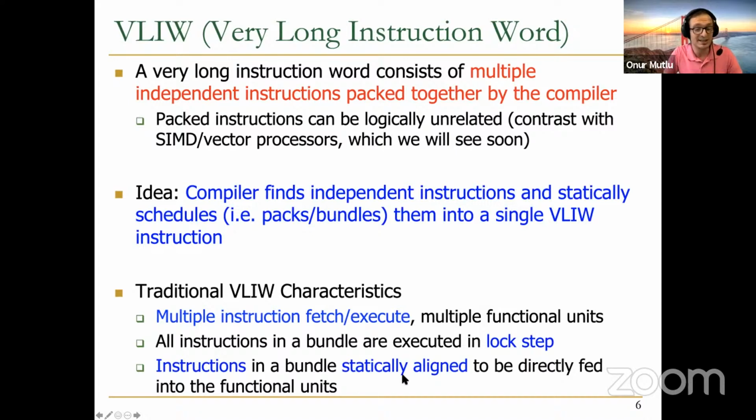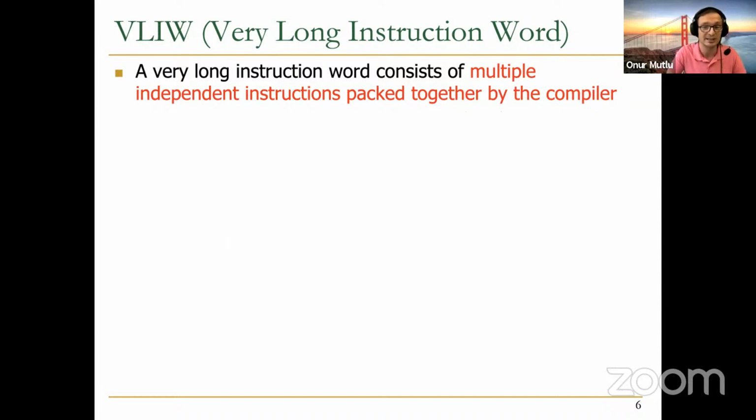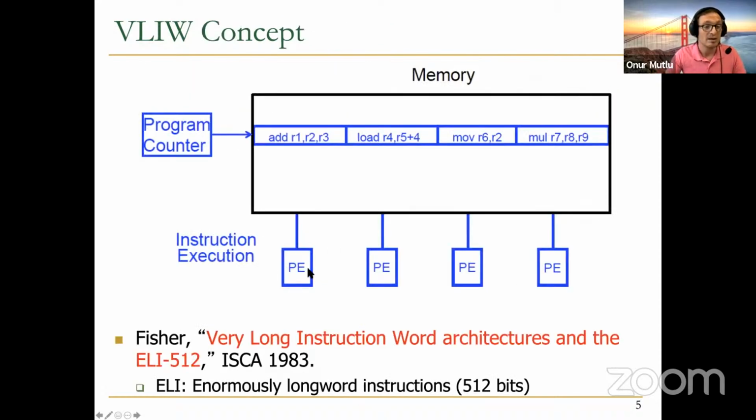And instructions in a bundle are statically aligned to be directly fed into the functional units. What does this mean? Basically, the compiler has a view of what functional units are there in the microarchitecture. And it knows exactly which functional units are in which location. So it aligns the instructions such that the instructions go directly into the functional units. So let me go back to this picture over here. These are processing elements, essentially functional units, right? Basically, the compiler knows that the adder is here, and the compiler schedules the add instruction such that it is fetched directly and routed directly to the adder, so that the hardware doesn't need to have a network or some wires to move the add from this location to another location. The compiler knows that the memory pipeline is over here, so it puts the load over here. The compiler knows that the multiplier is over here, so it puts the multiply over here.